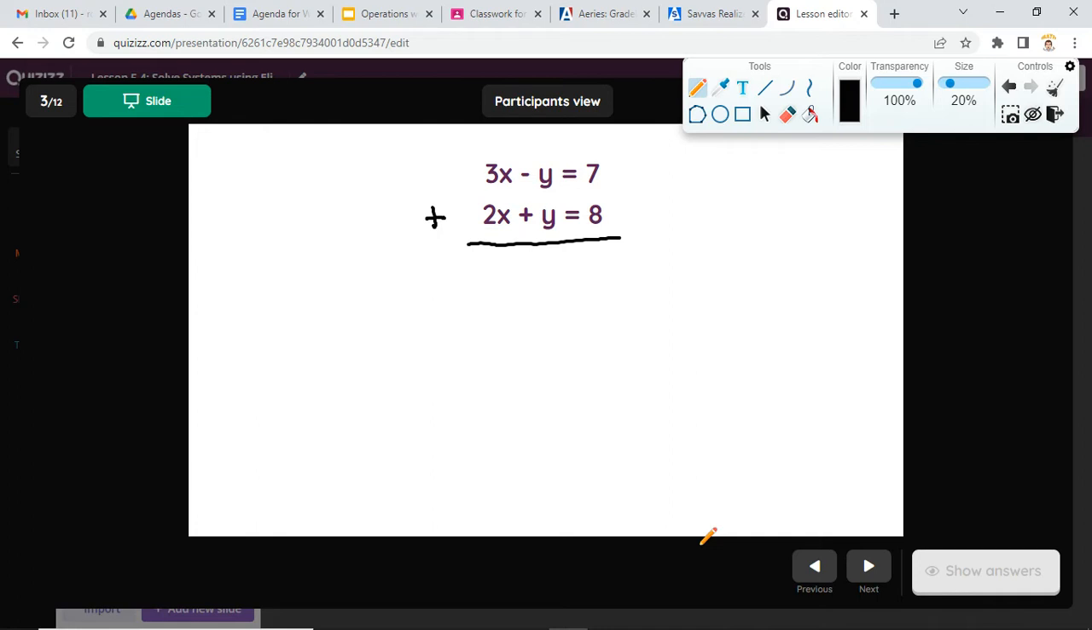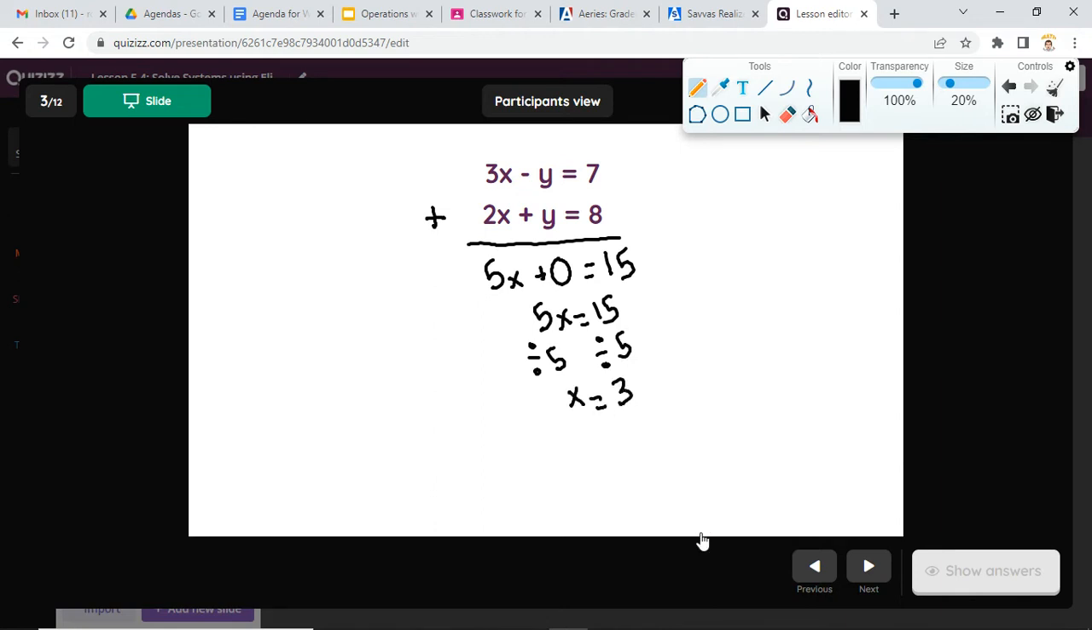So notice, if I add these two equations together, a negative y and a positive y will turn out to 0. Let me show you why. This is why we want to stack them up and down: x's above x's, y's above y's, and constants above constants. So here I have 3x plus 2x. Well, 3 plus 2 is 5, so I get 5x. Negative y plus positive y is 0, so I get plus 0. And that'll be equal to 8 plus 7, which is 15. So I get 5x is equal to 15. And when I divide by 5 on both sides, I get x is equal to 3.